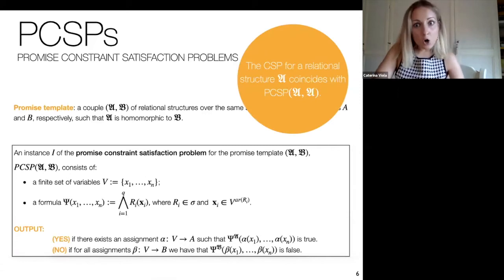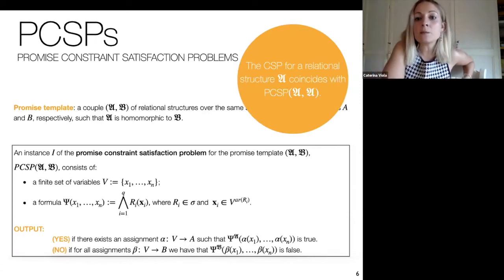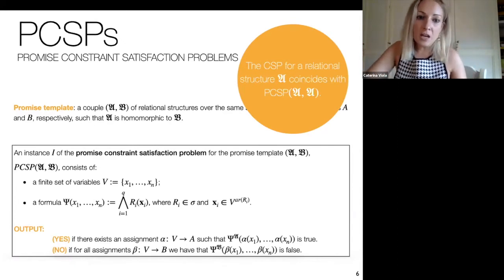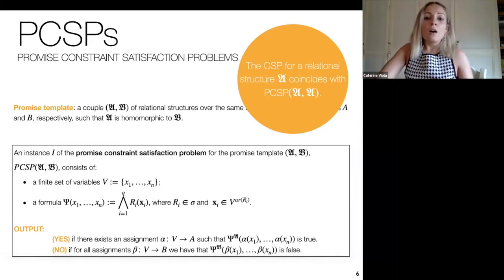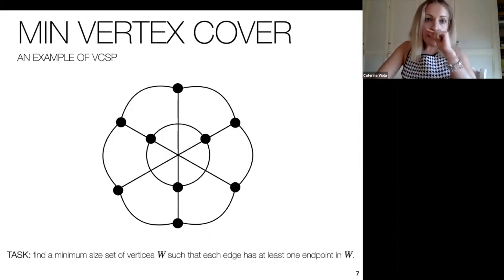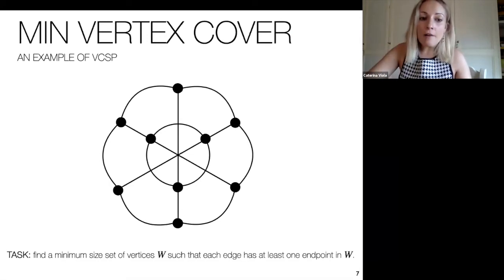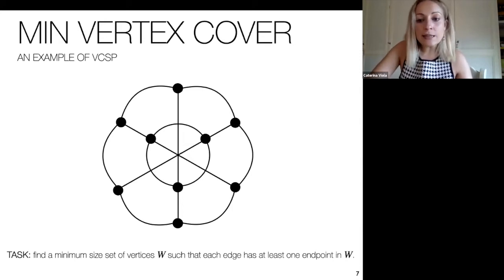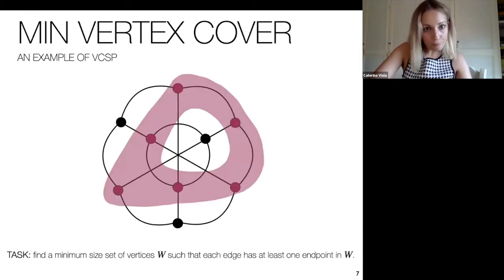We can encode classical CSPs as PCSPs by taking the promise template with the same relational structure. So CSP of A is the same as PCSP AA. Okay, our last example is minimum vertex cover, in which we are given a graph, and the task is to find a minimum size set of vertices W such that each edge has at least one endpoint in W.